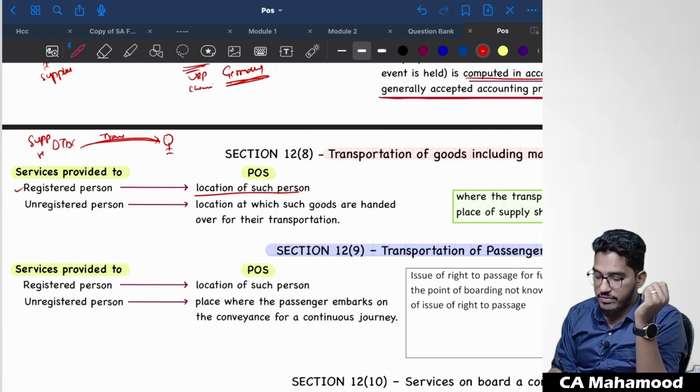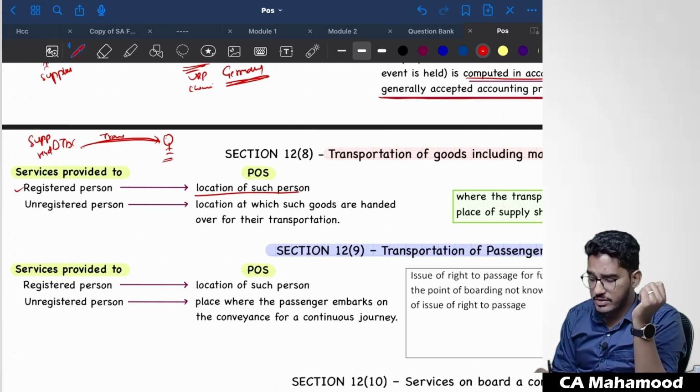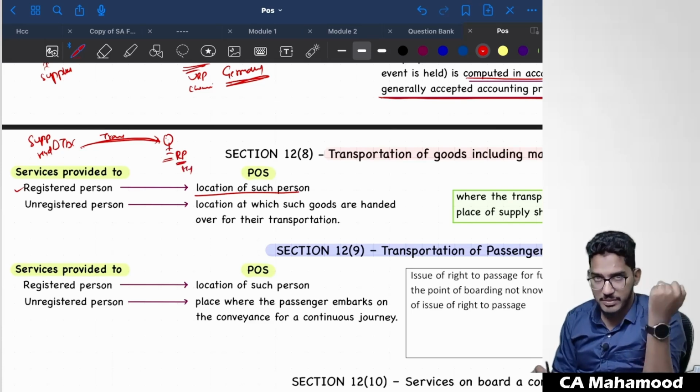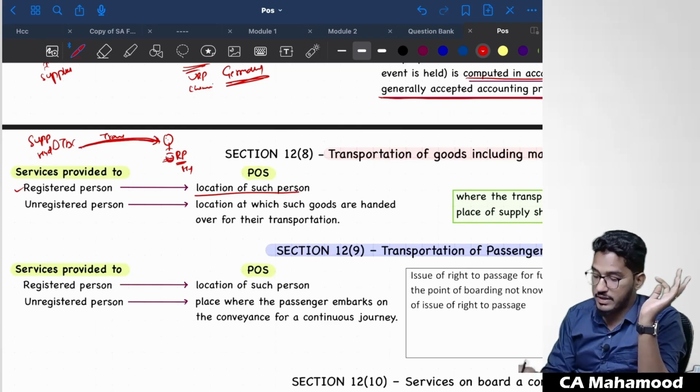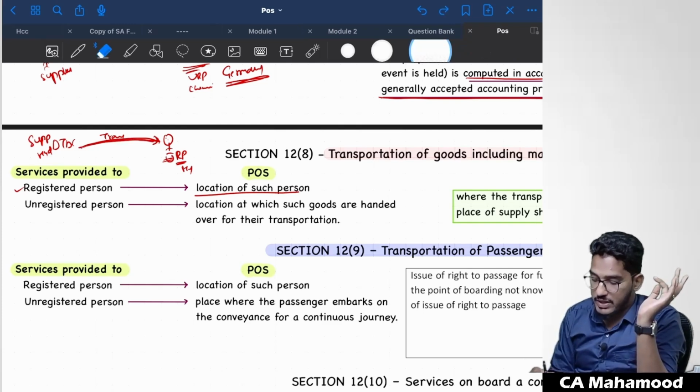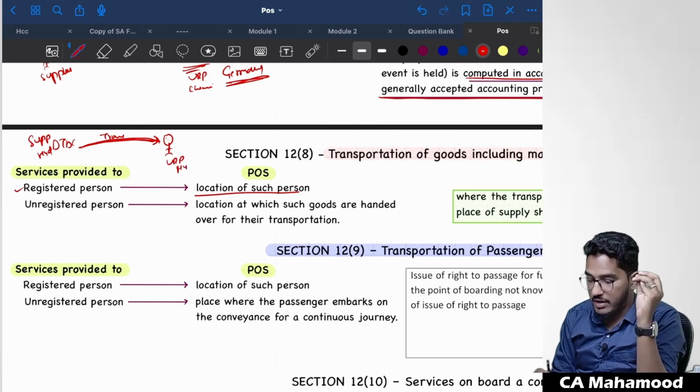Take for example, DTDC of Hyderabad. They are providing services to one registered person, and the registered person is also located at Hyderabad. The place of supply will be Hyderabad. Why? Because the recipient is registered. In case DTDC is providing services to an unregistered person, for example, you are a student, you want to send some of your books to your friend. You want to send it to your friend. So you are an unregistered person. You went to DTDC and told, sir, I am a person from Hyderabad, so I want these books to be transported to Chennai.